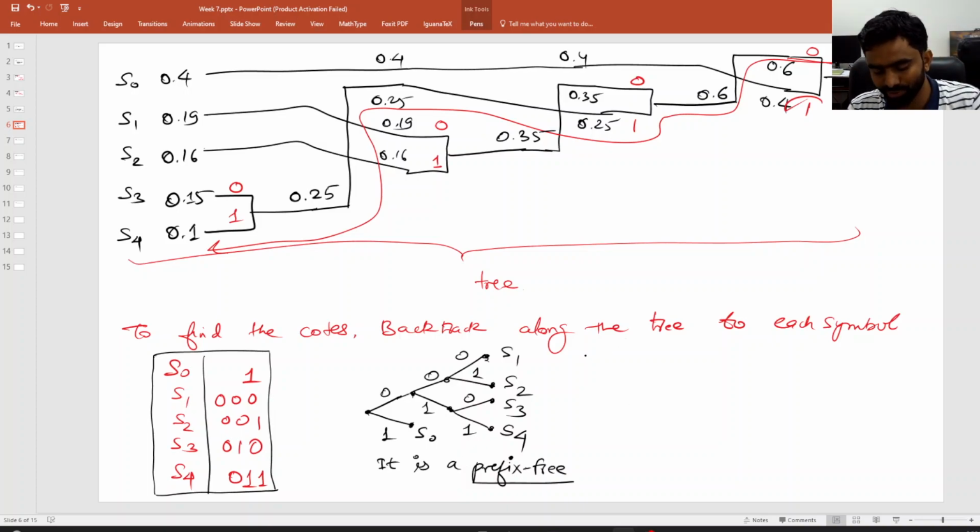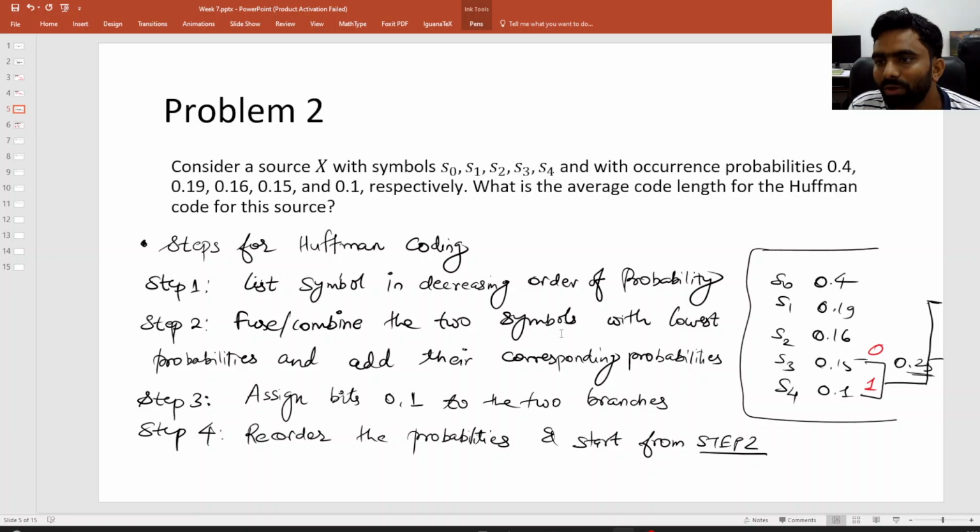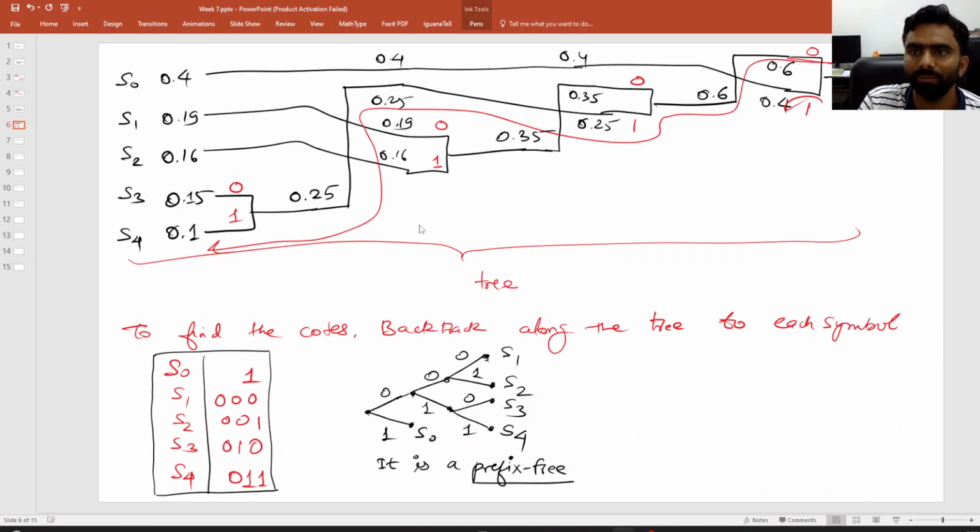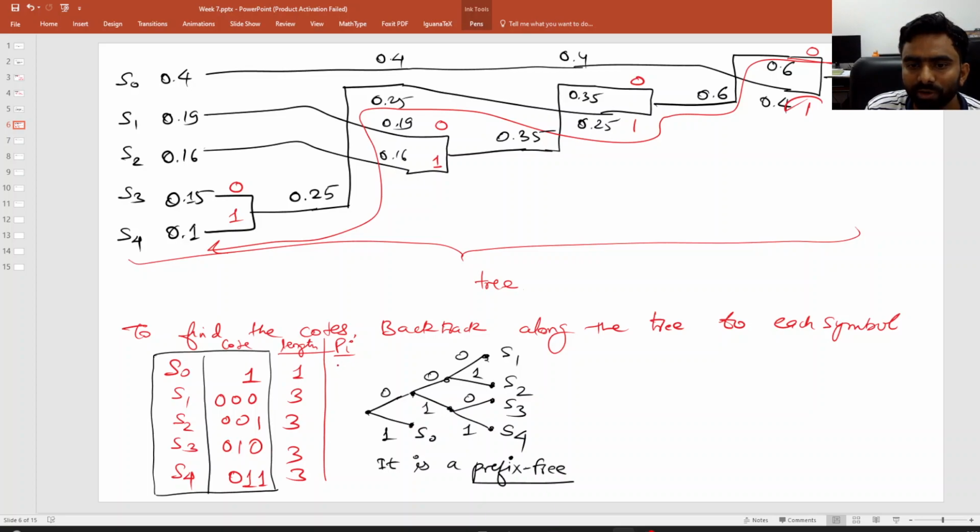Now what was the question? The question was, what is the average code length for the Huffman code for this source? So what will be the code length? What is the length here? 1, 3, 3, 3, 3. So this is the code, this is the length, and now what are the probabilities? For S0 it is 0.4, then 0.19, 0.16, 0.15, and 0.1.